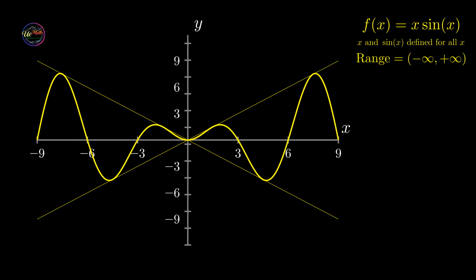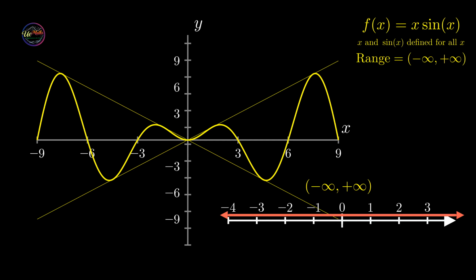For f of x equals x times sine of x. Since the sine function lies between -1 and 1, the product x times sine of x lies between minus the absolute value of x and the absolute value of x. The graph oscillates between the lines y equals x and y equals minus x. As x grows in magnitude, the oscillations grow without bound. The function takes all real values. Therefore the range is all real numbers, the open interval from negative infinity to positive infinity.